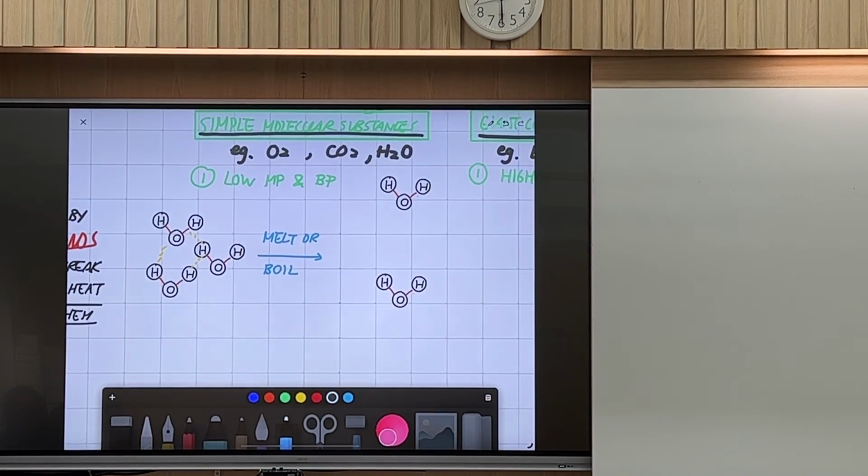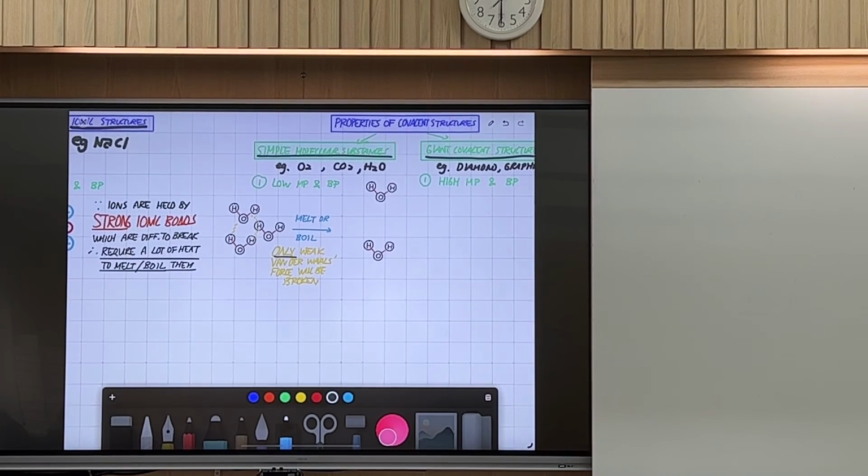Only the weak van der Waals force needs to be broken. The strong covalent bonds will not change at all. They will not be broken, nothing will happen to them. So only weak van der Waals force will be broken. Underline the word only. The strong covalent bonds need not be broken.